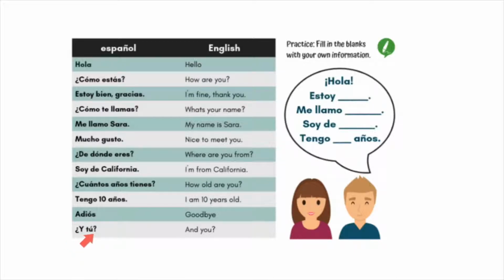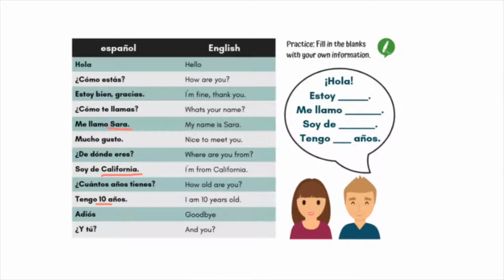So this is invaluable. Now some of these answers are going to be different for you, and that's okay. For example, I would say me llamo Sara, but you'll have a different answer to put there. Soy de California is just an example. So you might replace that with a city, another state, or even the whole country. And then if you're not 10 years old, you're going to have to change the number.